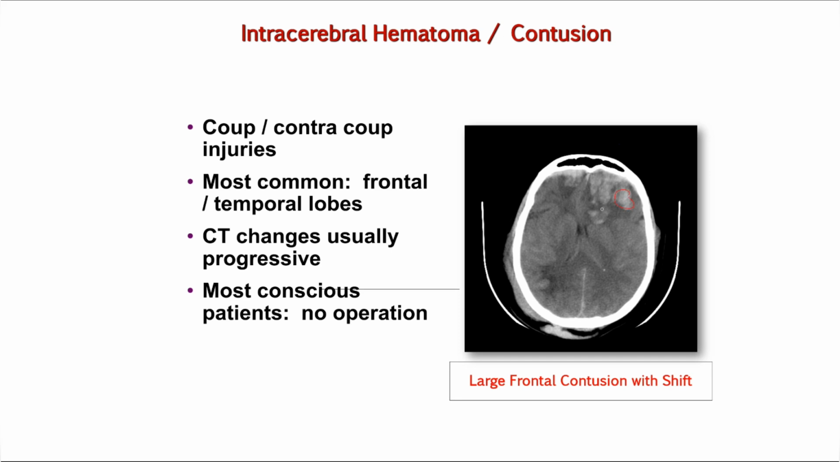Intracerebral hematoma might be single or might be multiple hematomas at the site of the impact or opposite to the site of impact. At the site of impact, it is called coup. At the opposite side, it is called countercoup, because the brain is moving, so it will cause bleeding at another side. Mostly it is frontal, sometimes it is temporal. CT changes usually are progressive, so you have to do repeated CT scans for evaluation.